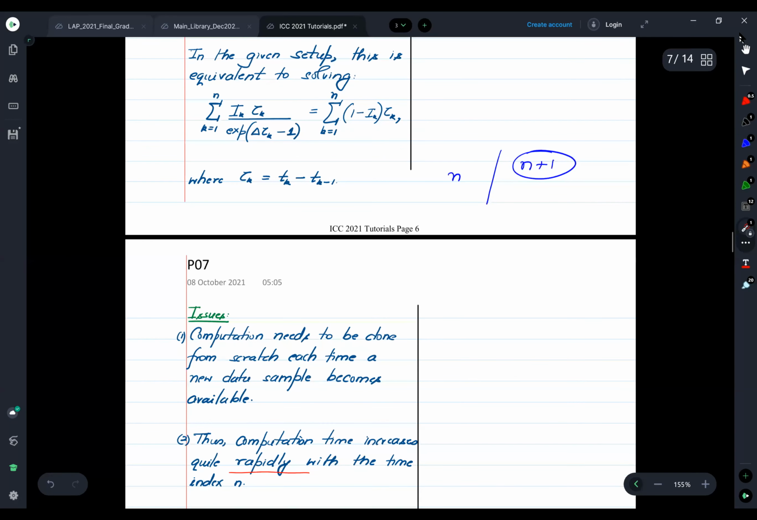Notice that the time index n over here is in the superscript of this summation. So as n increases, the number of terms you are adding keeps on increasing, and consequently when you try to solve this equation, it is going to take more and more time.